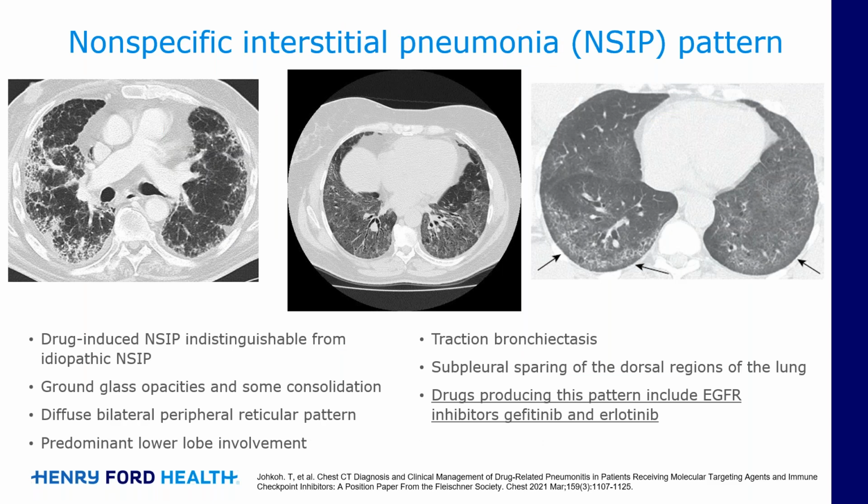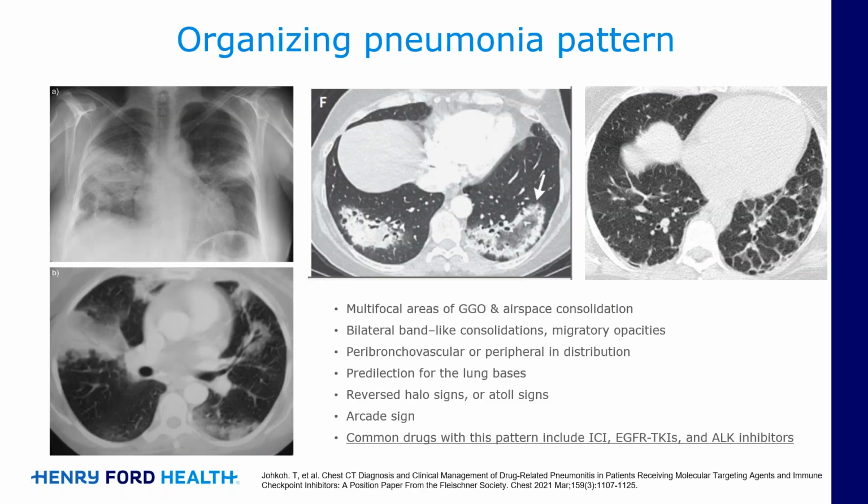NSIP pattern is probably the most common pattern seen overall, and drug-induced NSIP pattern is indistinguishable from idiopathic NSIP. Typically we're seeing ground glass opacities, maybe some consolidation, usually a bilateral peripheral reticular pattern, which can have predominantly lower lobe involvement. Specific to our talk, this is seen with EGFR receptor inhibitors, gefitinib and erlotinib. Organizing pneumonia patterns present with multifocal areas of ground glass and airspace consolidations.